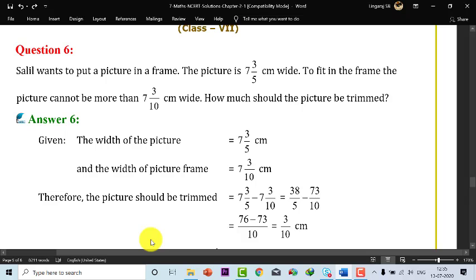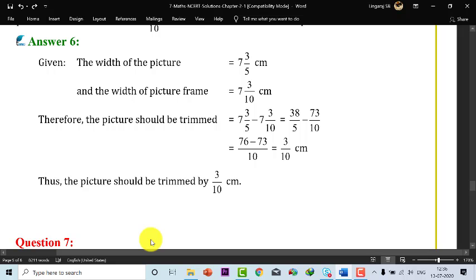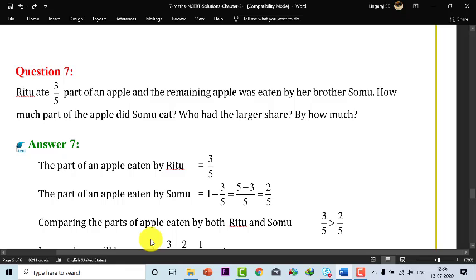So therefore the picture should be trimmed by 7 3/5 minus 7 3/10. Here convert the mixed fractions to improper fractions. 7 5s are 35 plus 3 is 38/5, minus 7 10s are 70 plus 3 is 73/10. So here the LCM will be 10. 5 2s are 10, that's why 38 into 2 is 76, minus 10 ones are 10, so 73 into 1 is 73. The difference of these two is 3, and the denominator will remain the same. Thus the picture should be trimmed by 3/10 centimeter. We can move to question number 7 now.